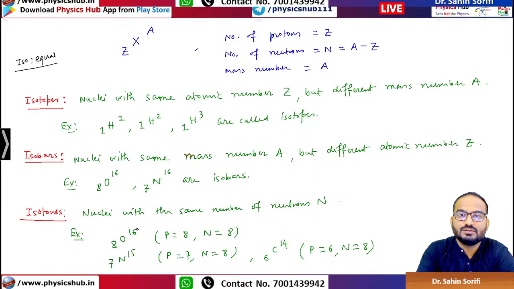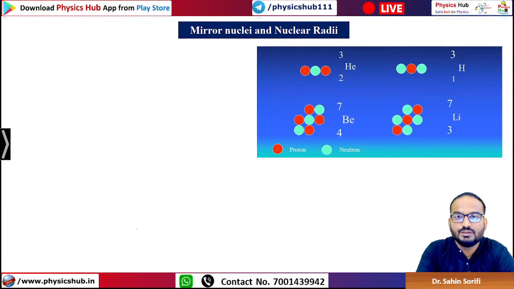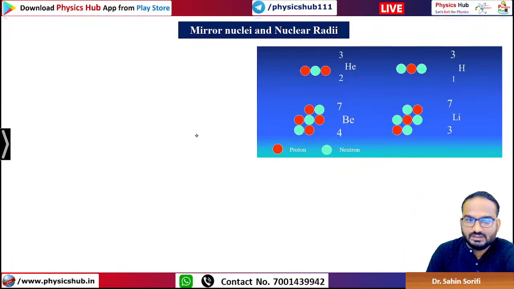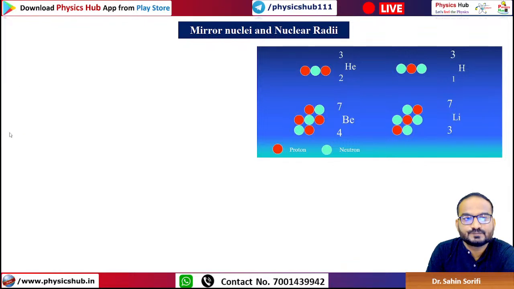Okay, let us talk about mirror nuclei, and nuclear radii determination. The mirror nuclei method is one of the methods to determine the size of a nucleus. As you can see in this example, look at this. It is like a mirror has been placed here.